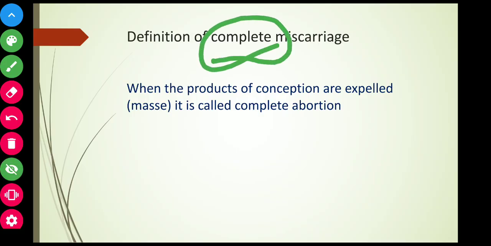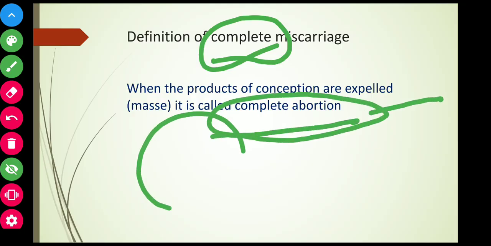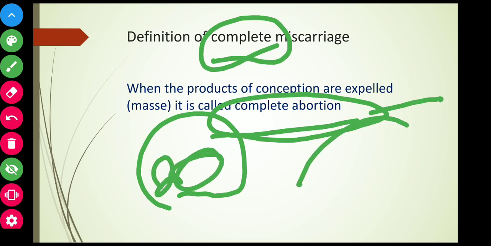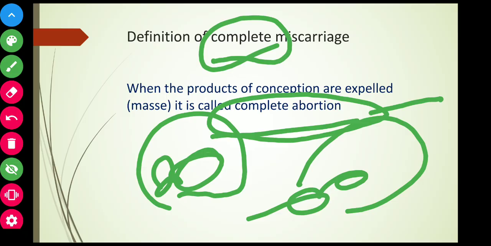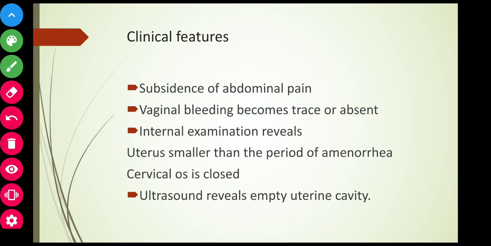When the products of conception are expelled out, it is called complete abortion. In the uterine cavity, all the conceptual material came out through the vagina, expelled out. That is called complete abortion. Clinical features. So here, the entire conceptual material, fetus parts, everything has come out. Now she is not pregnant. So that means a complete miscarriage. Complete products have come out.